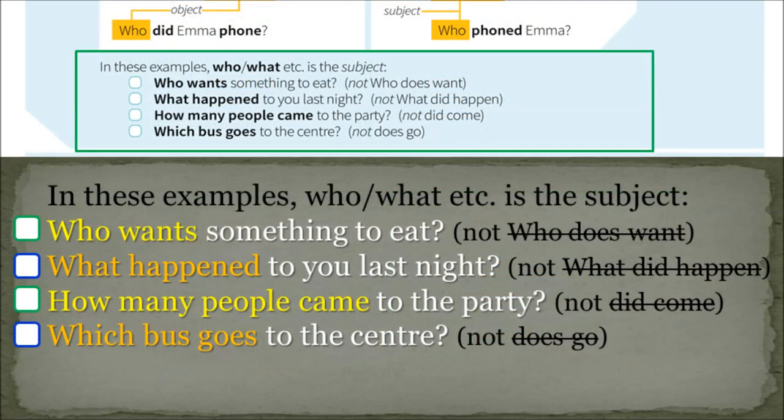In these examples, who, what, etc. is the subject. Who wants something to eat? What happened to you last night? How many people came to the party? Which bus goes to the center?